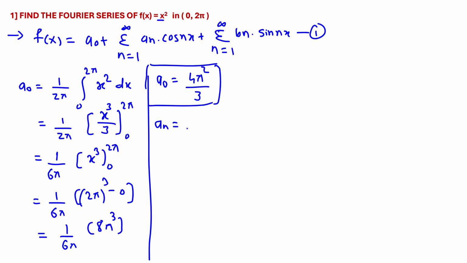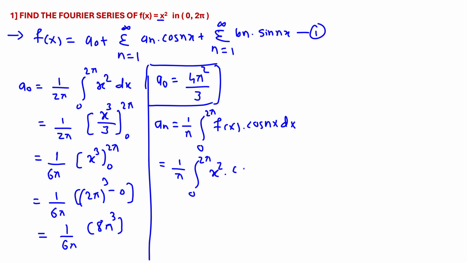So for an, we know the formula of an. The formula of an is where we use f(x) into cos nx. While considering an, we use the cos nx term. So I'm writing the formula here: 1/π, limits are the same, 0 to 2π, f(x) cos nx dx. So an = 1/π integral from 0 to 2π, f(x) here we have x², into cos nx dx.